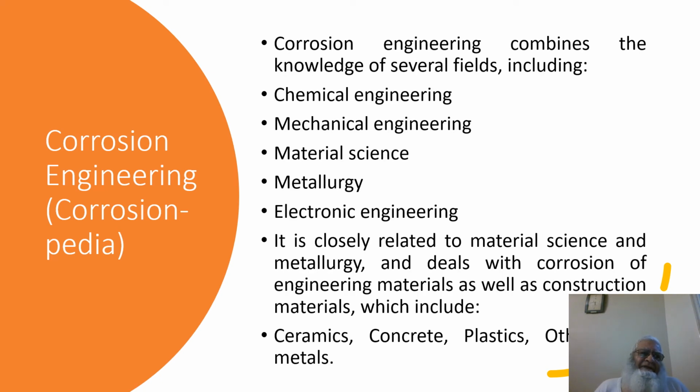This definition comes from Corrosionpedia, which states that corrosion engineering combines the knowledge of several fields including chemical engineering, mechanical engineering, material science, metallurgy, and electronic engineering. It is closely related to material science and metallurgy and deals with the corrosion of engineering materials as well as construction materials, which include ceramics, concrete, plastics, and other metals.